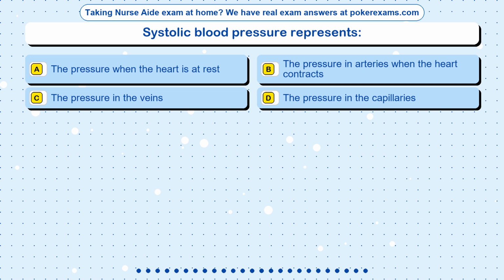Question 25. Systolic blood pressure represents: Option A, the pressure when the heart is at rest. Option B, the pressure in arteries when the heart contracts. Option C, the pressure in the veins. Option D, the pressure in the capillaries.